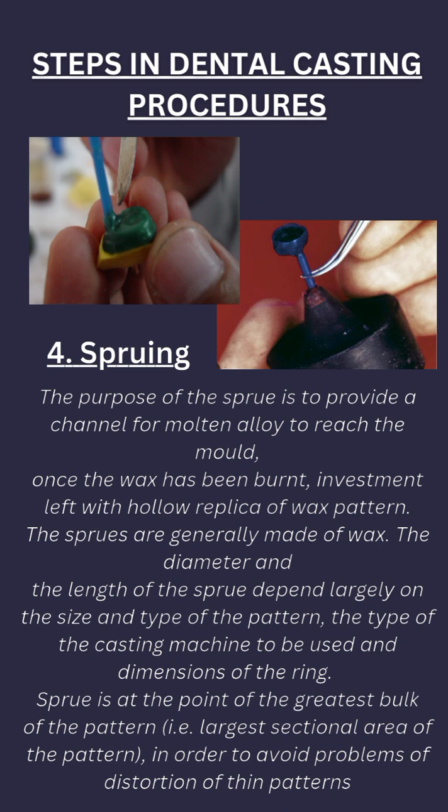The diameter and the length of the sprue depend largely on the size and type of the pattern, the type of the casting machine to be used, and the dimension of the ring. The sprue is attached at the point of the greatest bulk of the pattern, that is, the largest sectional area of the pattern, in order to avoid problems of distortion of thin patterns.